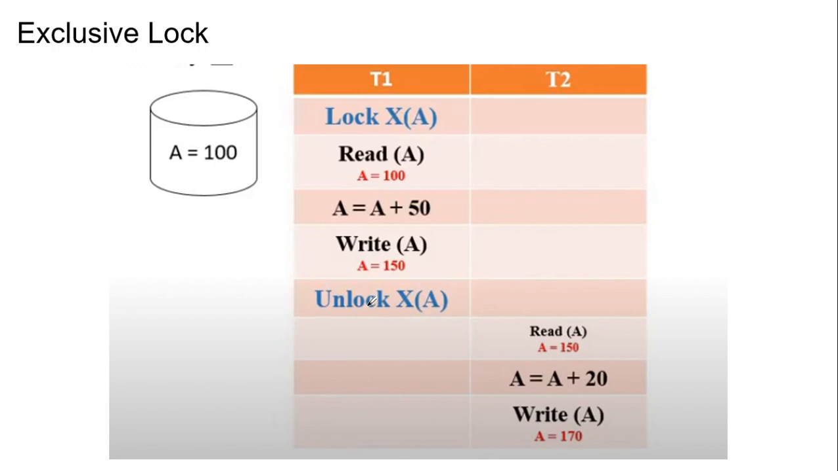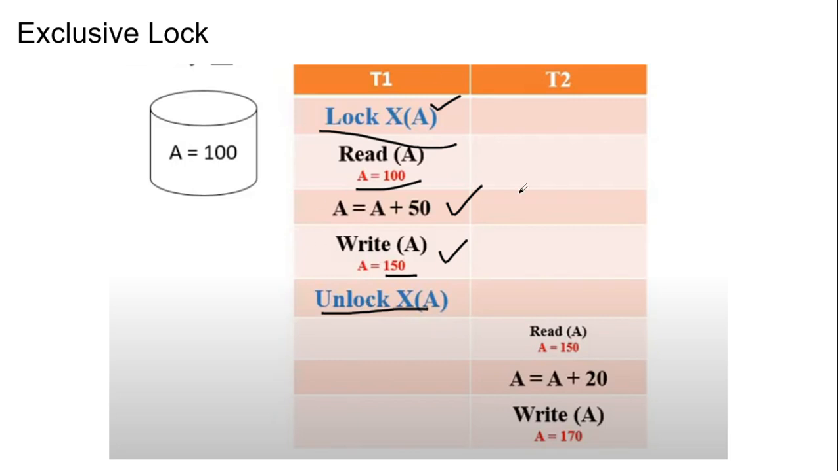Then comes the exclusive lock, which is different from the shared lock. It is represented as X. Here the data that we are going to take is A. Lock X of A means A is under an exclusive lock. Read of A means I access the data, suppose the value of A is 100. Here also a basic ALU operation is happening. Then write of A means I manipulated the data, so my current data is 150. Then it unlocked the data, which means A is now free from the exclusive lock.